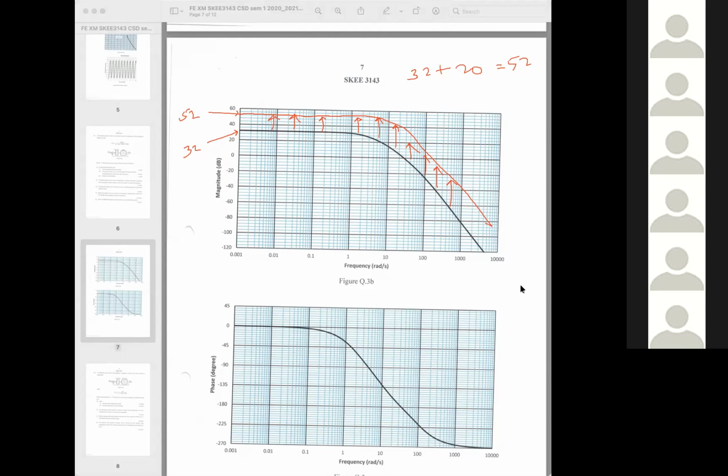So to obtain a phase margin of 58 degrees, at what frequency, omega PM, Rahman? Doctor, I can't see. Oh, can't see? Okay.